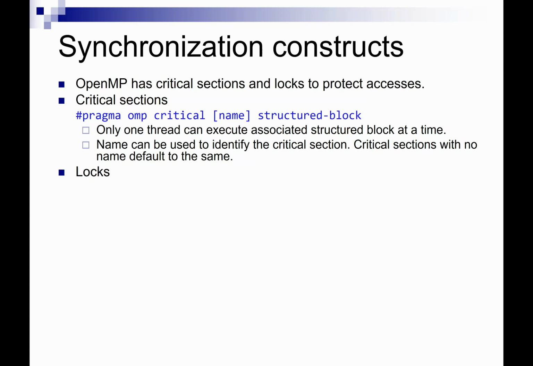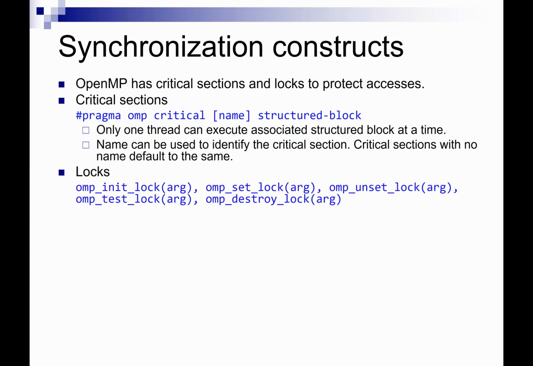Now, in addition to critical sections, you can also have locks in OpenMP. The way you access these locks is through these various functions. You can initialize the lock, set the lock, unset the lock, test it, and then destroy the lock. Here, the argument to the lock is a memory location.